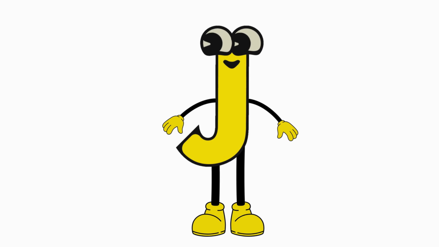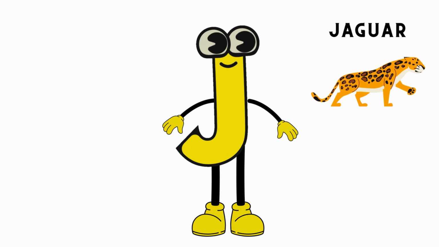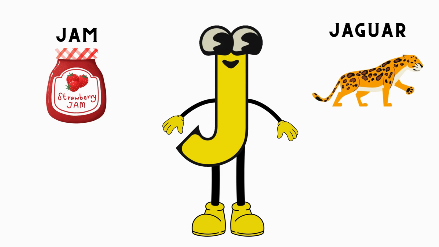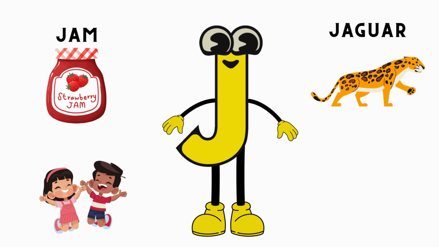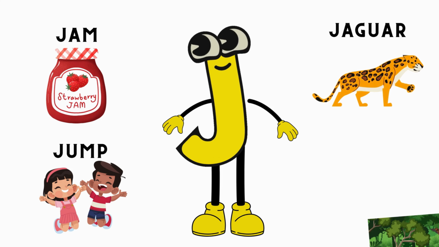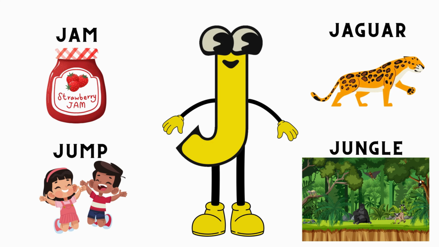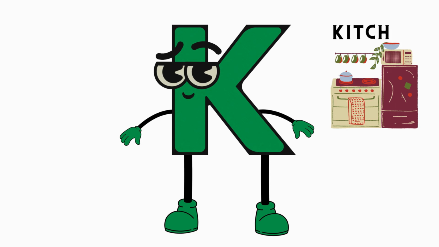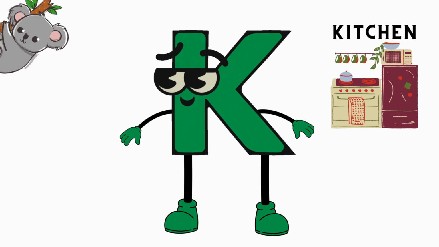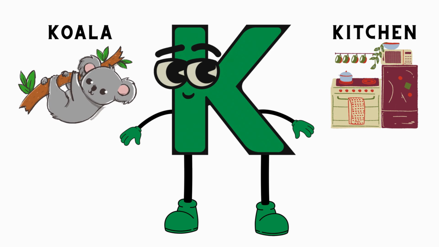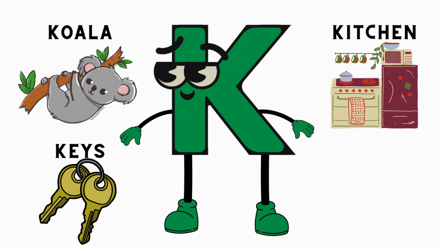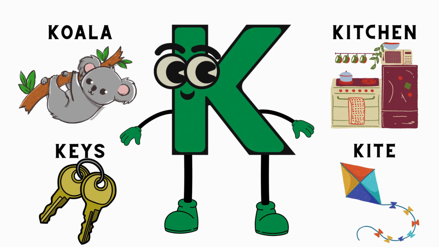The letter J is for jaguar. K is for kitchen. Koala. Keys. Kite.